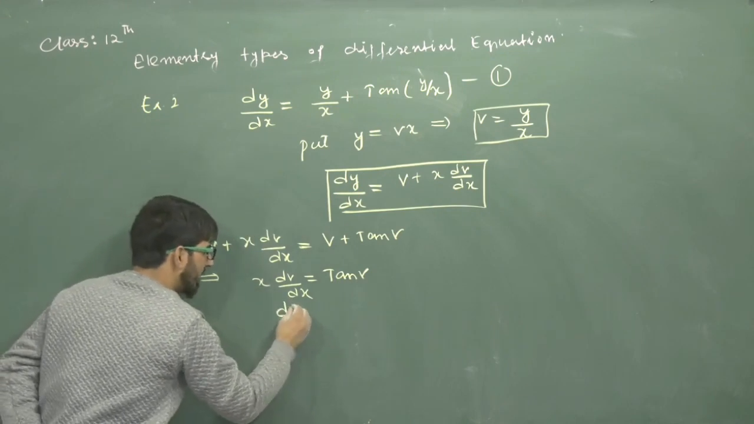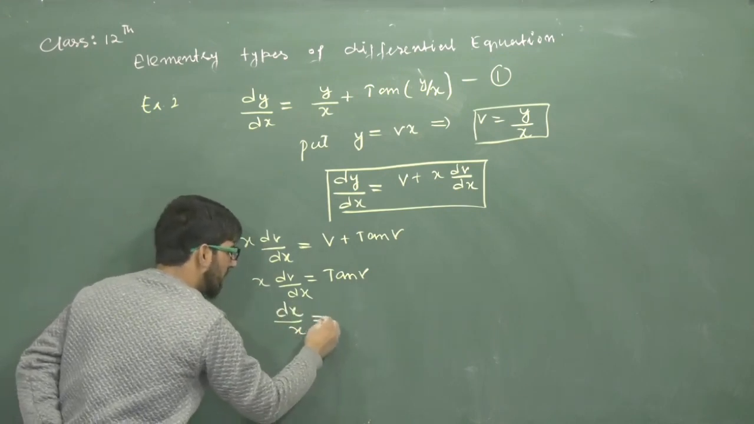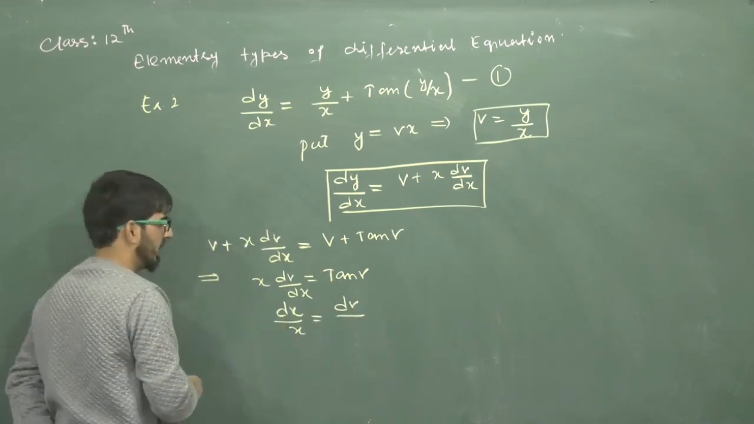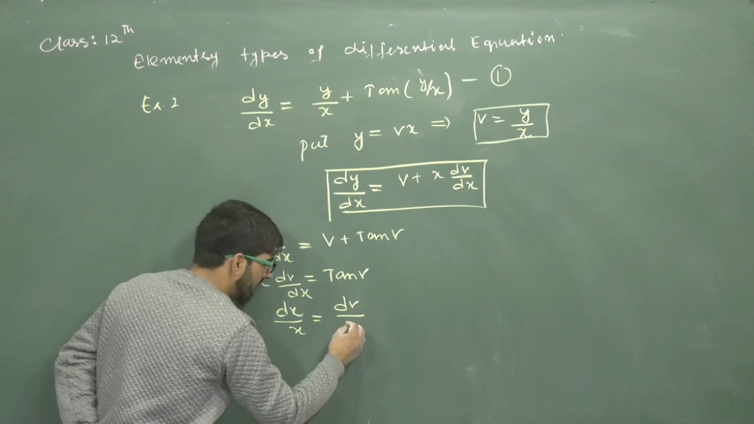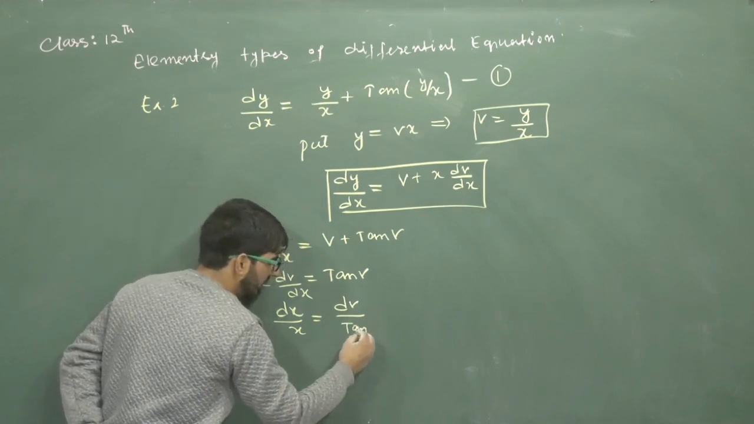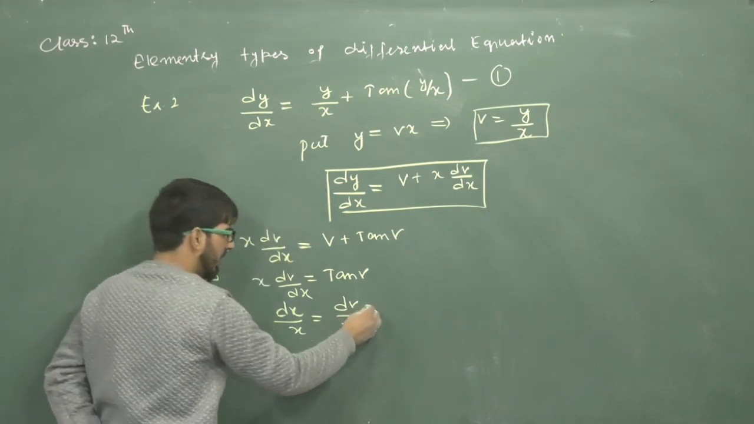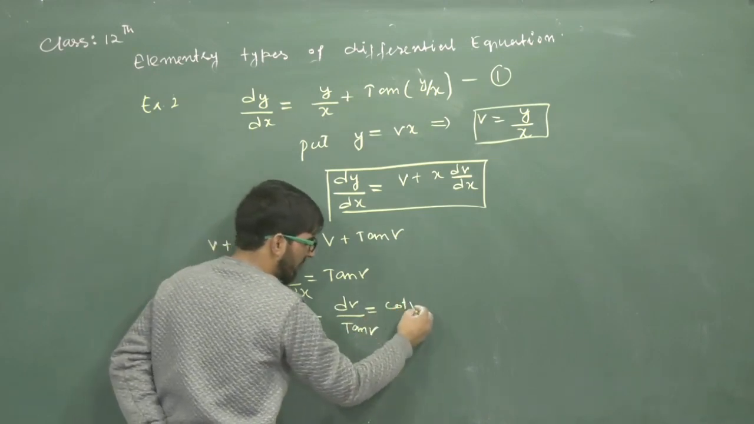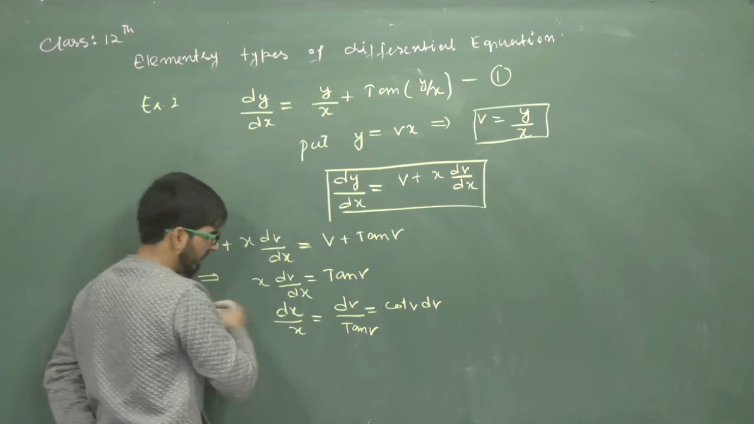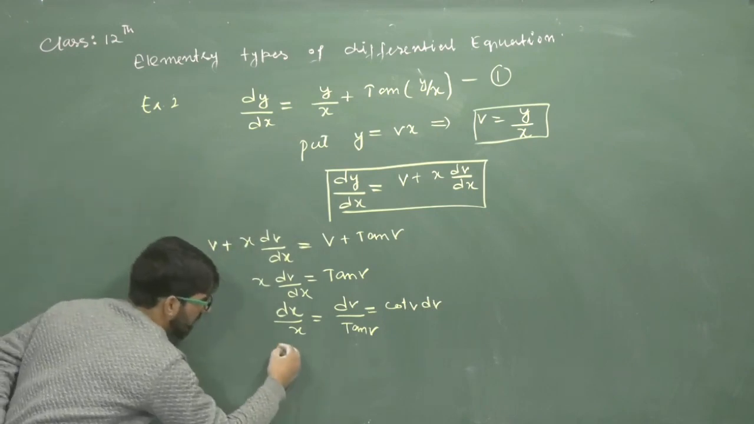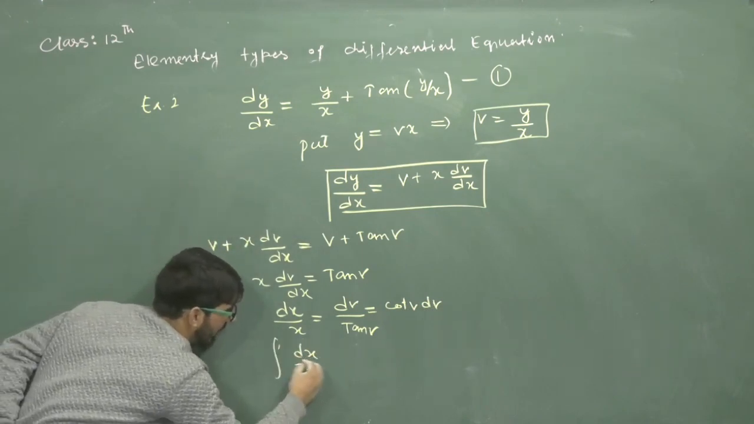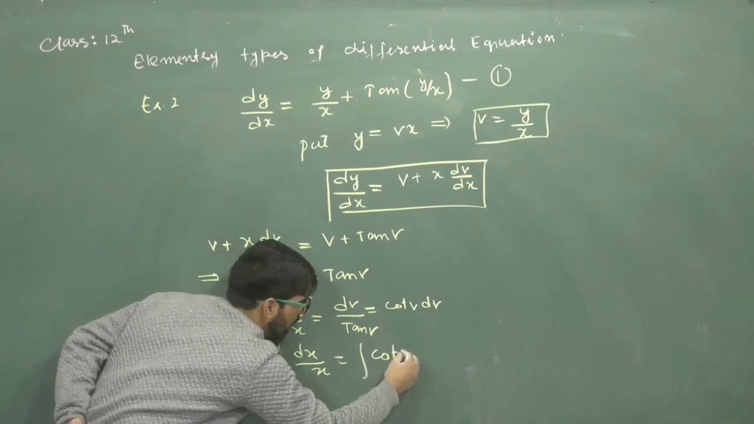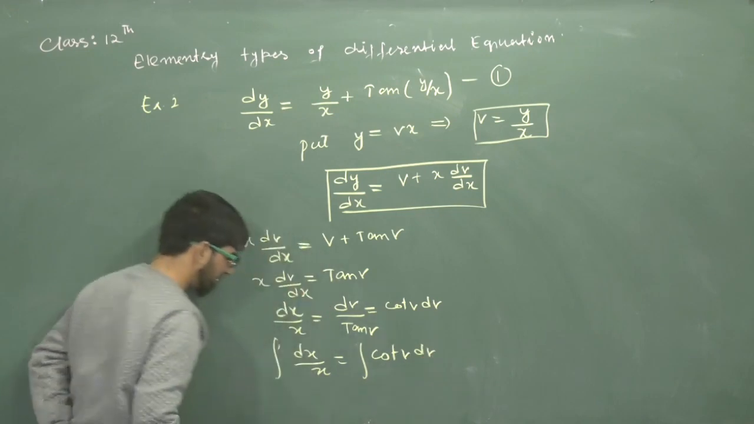So dx by x is equal to dv divided by 1 upon, that is 1 by tan v. Which is the same as cot v dv, because 1 upon tan v is cot v. So integrating both sides, integral of dx by x is equal to integral of cot v dv.